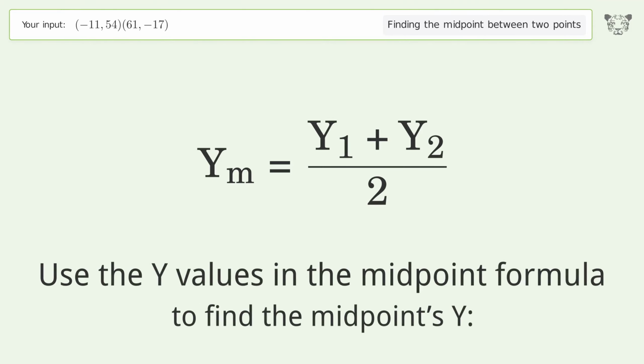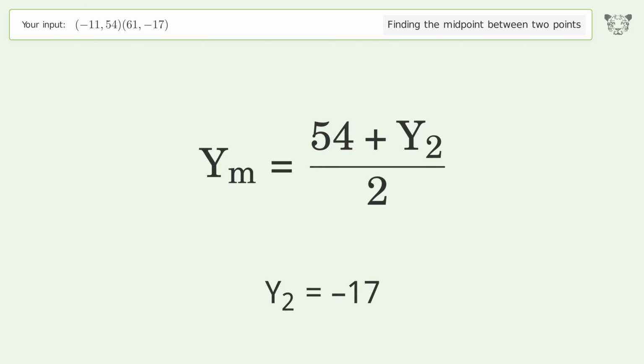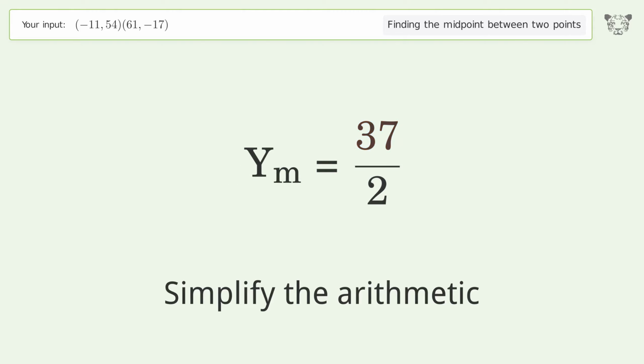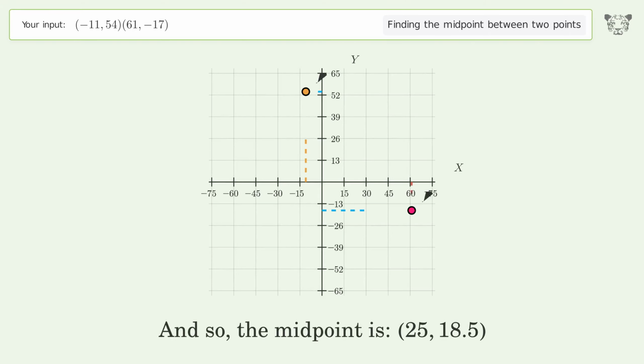Use the y values in the midpoint formula to find the midpoints y. y1 equals 54. y2 equals -17. Simplify the arithmetic. And so, the midpoint is 25, 18.5.